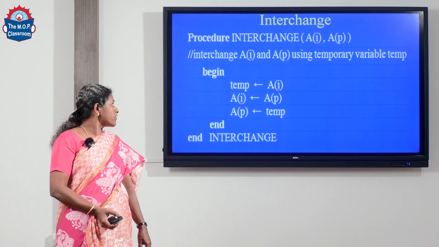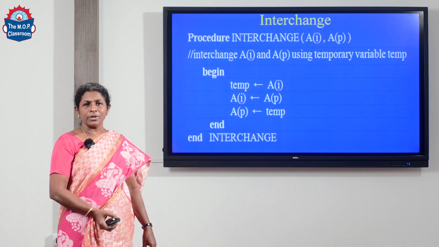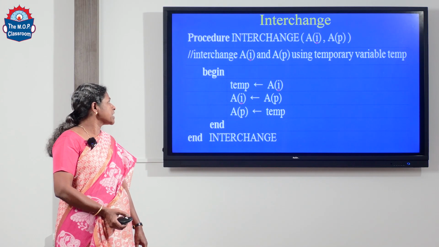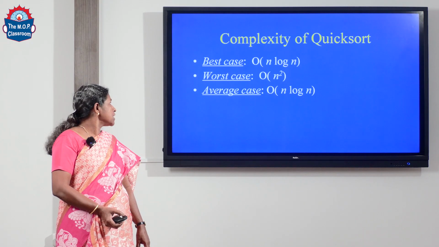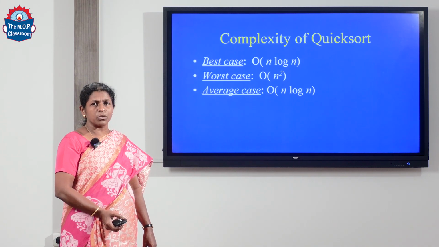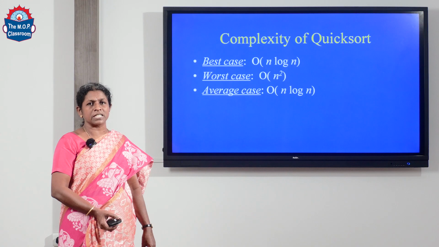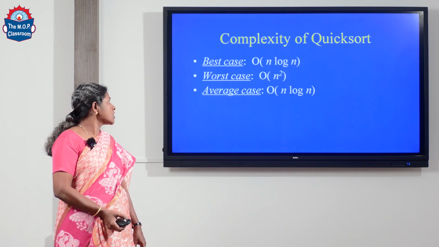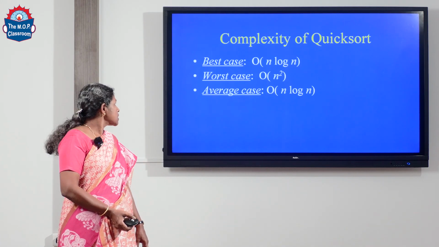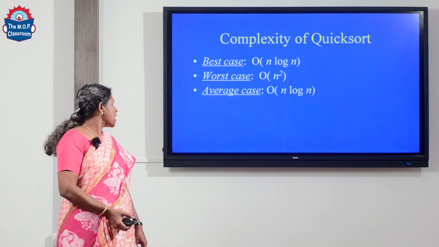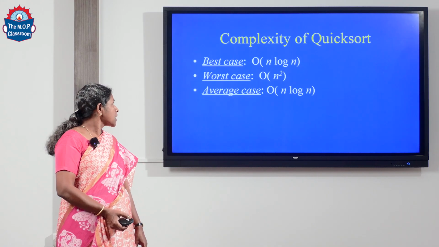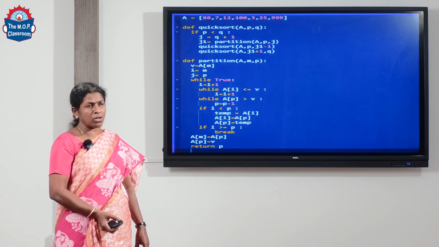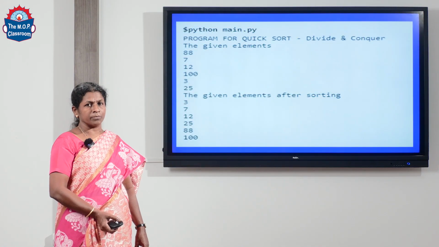That procedure is given, and this small procedure is to interchange. How do you swap two values? By using a temporary variable. That code has been given here, right. And always we have to analyze the algorithm, right. What is the time complexity, how much time it takes to execute. If you see here, the best case for quicksort is big O of n log n, the worst case is big O of n squared, and the average case is big O of n log n. A Python implementation has been given here, the same quicksort I have implemented in Python, and the output is also shown here. Thank you.